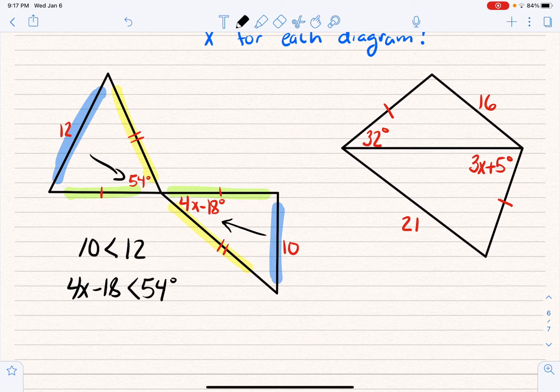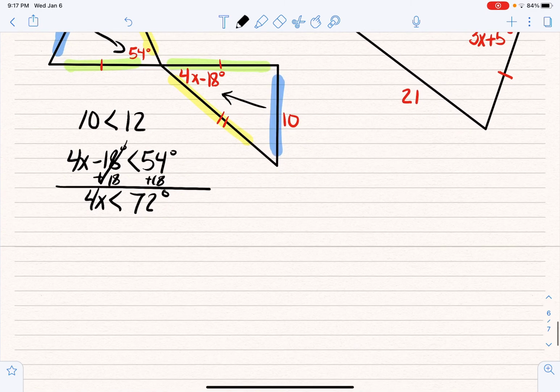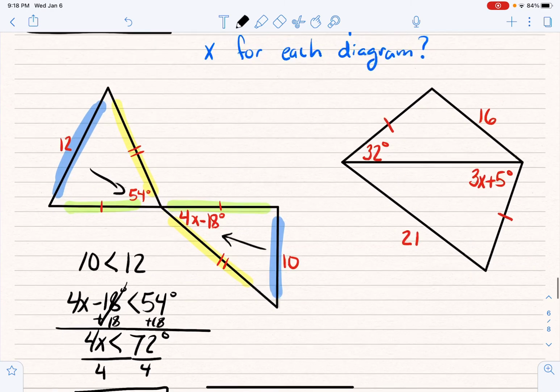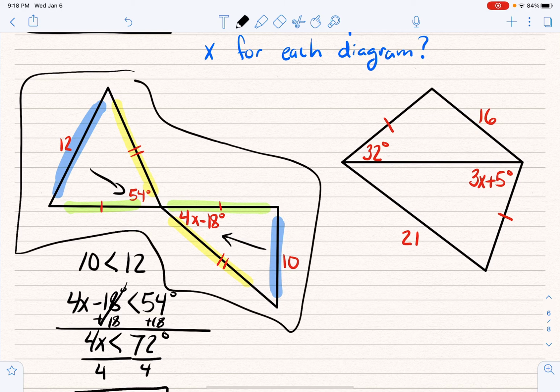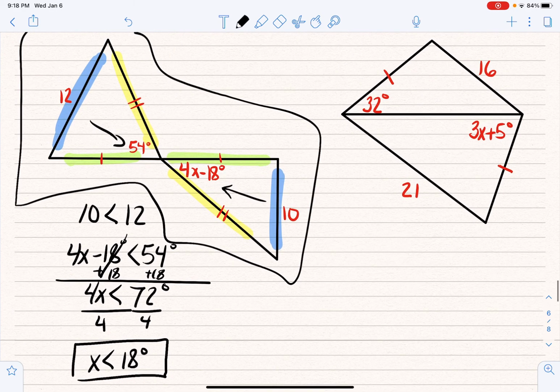All right. And so to solve this, I simply add 18 to both sides, and you get 4x is less than what, 72. If I add 18 right here and add 18 right here, these cancel each other out. And 54 plus 18 is 72. And so I have 4x is less than 72. I divide both sides by 4. And you get x is less than 18 degrees. So I don't know exactly how big x is, but to make this situation right here true, x has got to be less than 18 degrees.